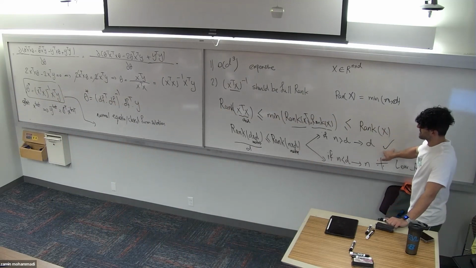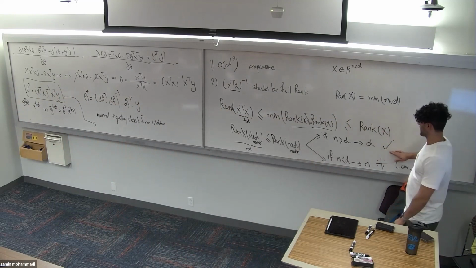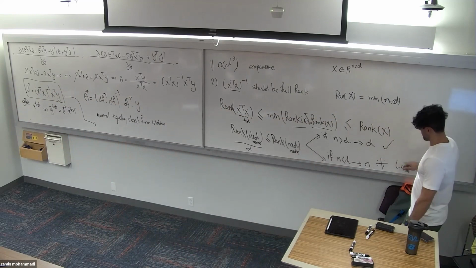This is an example of a closed form solution. But if it's not a closed form solution, then what should we do? Let's see if I have an example first.